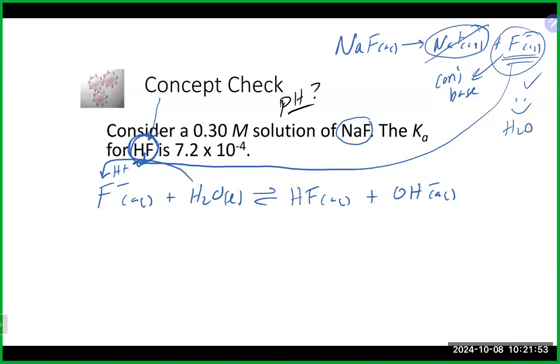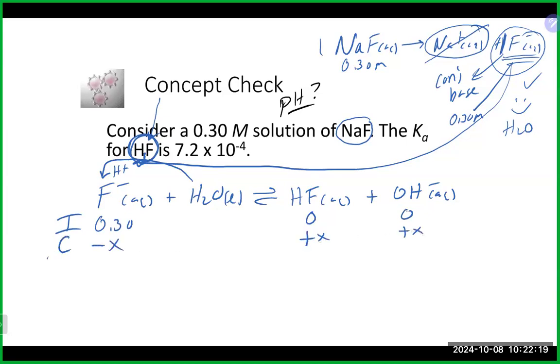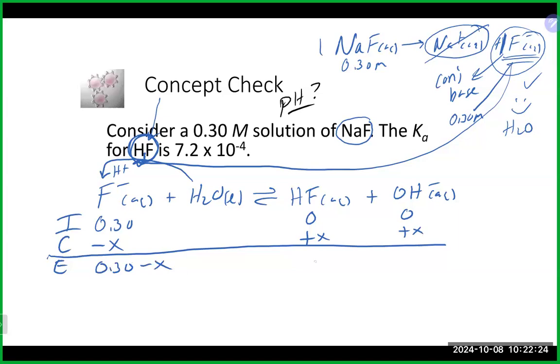Once we do this, we could do an ICE table. And as you hopefully know, since it's all a 1-to-1 relationship between these two, the concentration of the F minus will also be 0.3 molar, as again, it's a 1-to-1 relationship. So that would be 0.3. That would be 0 and 0. Change here, minus X, plus X, plus X, means at equilibrium 0.3 minus X, X, and X. Any questions on the ICE table here?